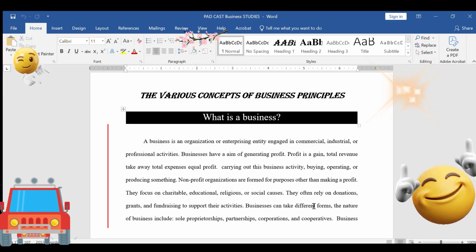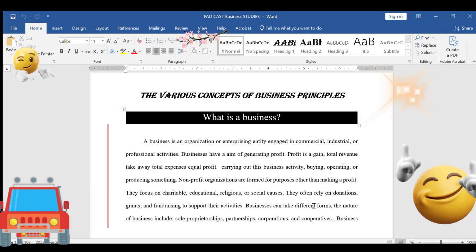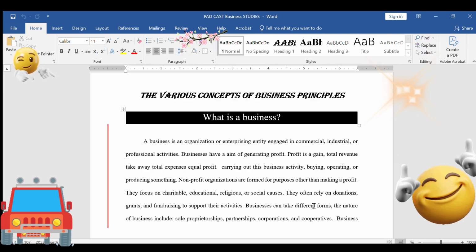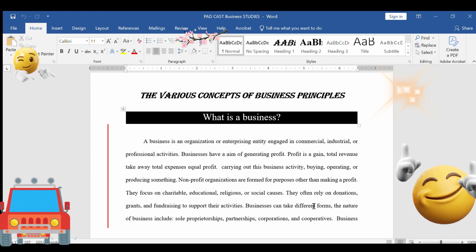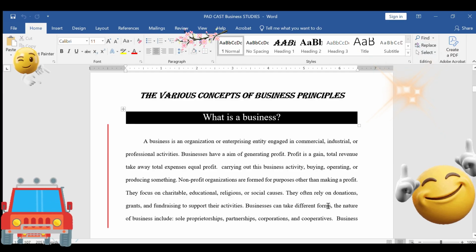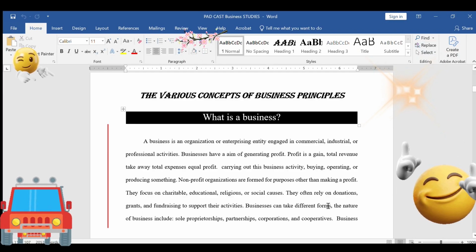A business is an organization or enterprising entity engaged in commercial, industry, or professional activities. Businesses have an aim of generating profit. Profit is again total revenue take away total expense equal profit. Carrying out this business activity, buying, operating or producing something.